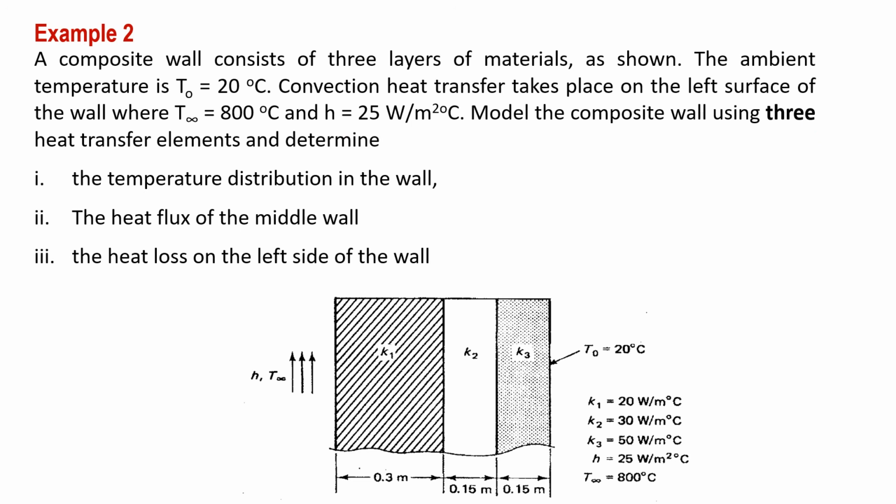Here I would like to show you the second example of a steady-state heat conduction problem. A composite wall consists of 3 layers of materials as shown. The ambient temperature is 20 degrees Celsius. Convection heat transfer takes place on the left side of the wall, where T ambient is equal to 800 Celsius and h is equal to 25 watt per meter square Celsius. Model the composite wall using 3 heat transfer elements and determine the temperature distribution in the wall, the heat flux, and the last one, the heat loss on the left side of the wall.